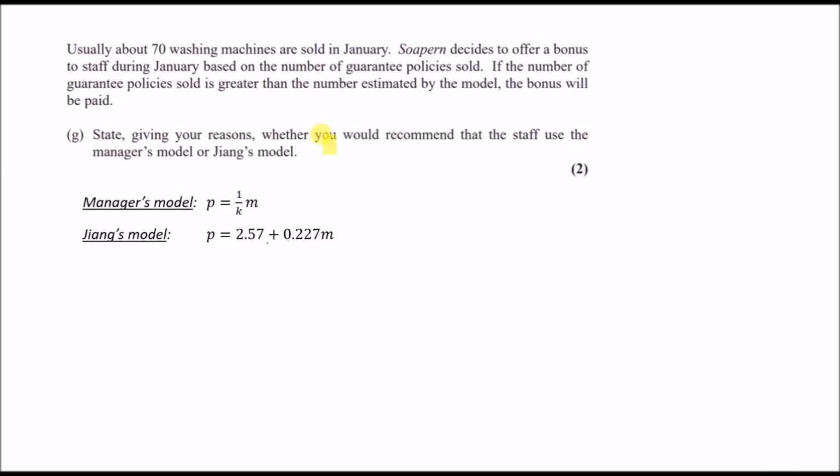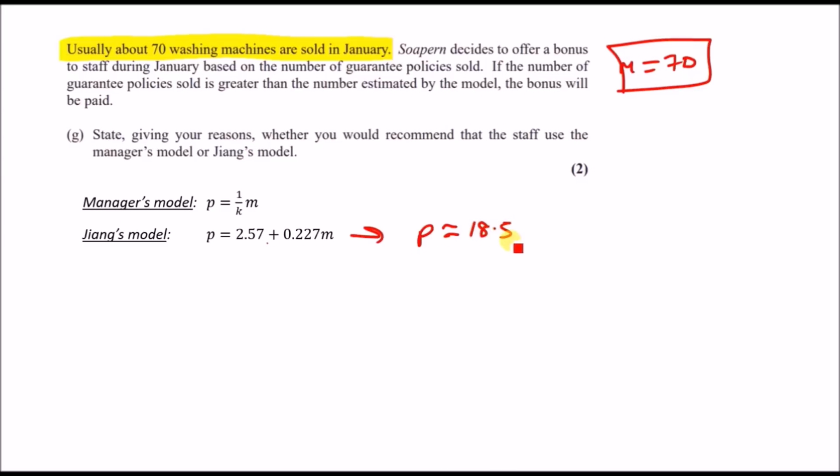Okay, so it's quite a lot of information here. What it's trying to say is that on average we get 70 washing machines sold in that month. So let's just say M is 70. The main idea is that you've got 2 models to choose from. We know that M is 70 and you're going to get some p-value. So let's plug 70 into both. We've done Jiang's model already in the previous question. When M was 70, we had a p-value of approximately 18.5 policies sold.